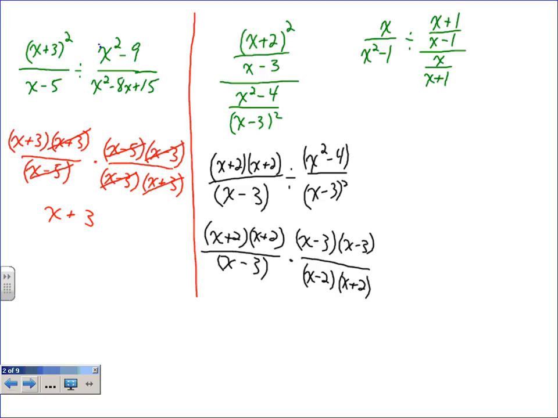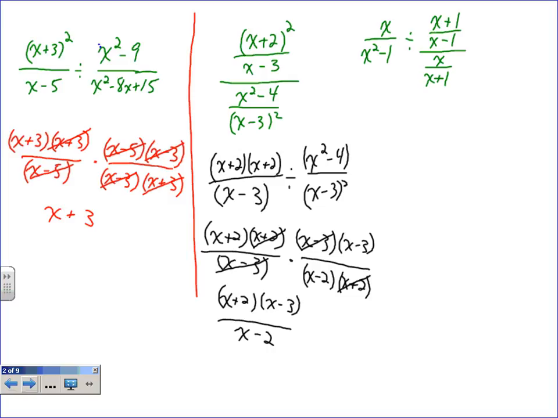Now that everything's factored, now I can look to reduce things. x minus 3, x minus 3. x plus 2, x plus 2. I'm done. I can't reduce any more. So it is simply x plus 2 times x minus 3 over x minus 2. It does not reduce in any way.